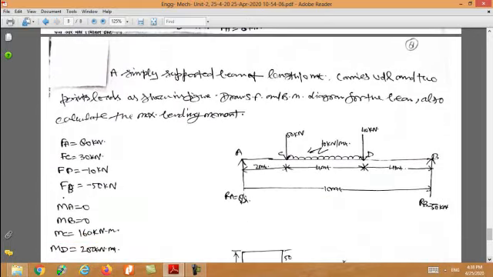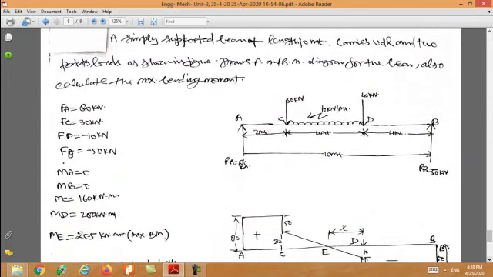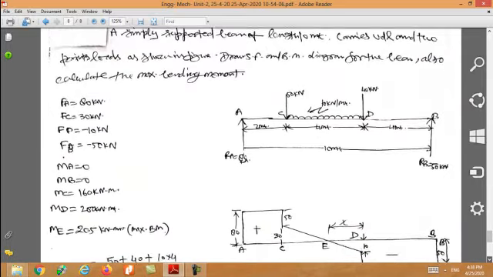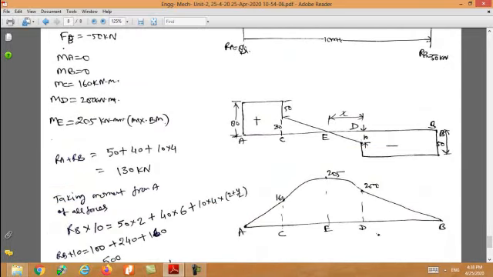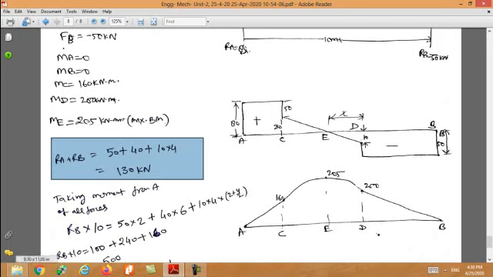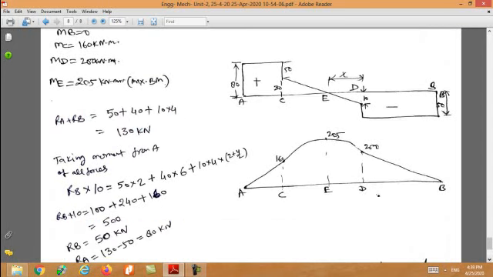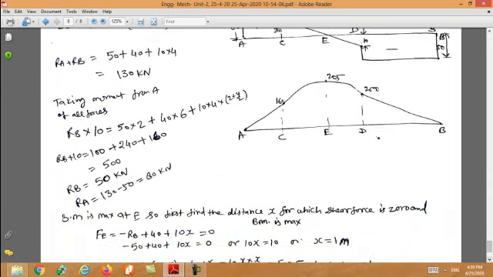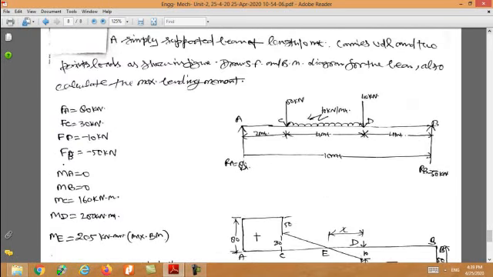So it is another question where UDLs and point loads are acting, and first calculate the RA and RB. Taking moment of all loads from A, RB into 10, and by the same methods, RB is equal to 50 kilonewtons, RA is equal to 80 kilonewtons. Calculate the shear force value starting from A, 80 kilonewtons. FC is 30. Why? Because this 50 is on the opposite side, 80 minus 50, 30.